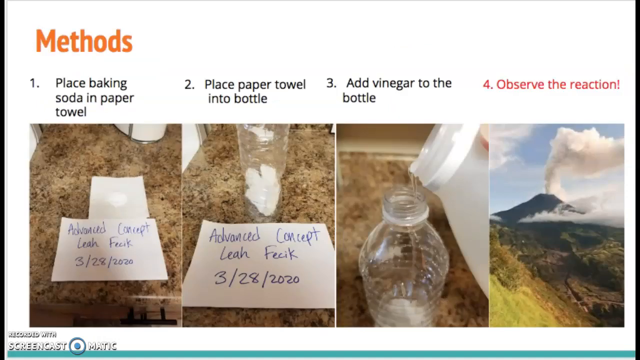So this was me performing the experiment. First I placed a random amount of baking soda into the paper towel, what I thought was moderate and would fit into the top of the bottle. Then I placed both of those inside of the plastic bottle. I added vinegar, filling it up to about two-thirds of the way full, and then I watched what happened.